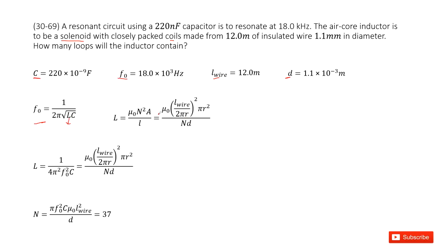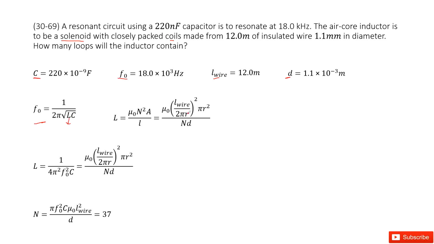Next one, the A is the cross-sectional area, so pi r squared, right? The next one, n is how many turns per unit length of this solenoid. We can write the total length of the wire divided by one turn. The length is about 2 pi r. This r is the radius of this solenoid, right? See, for each round, for one turn, the length for one turn of this solenoid is 2 pi r.